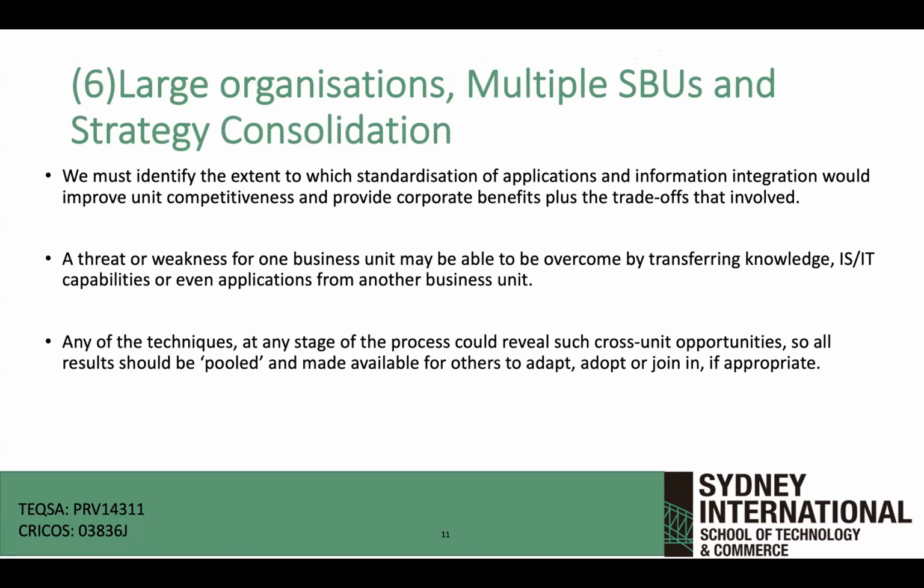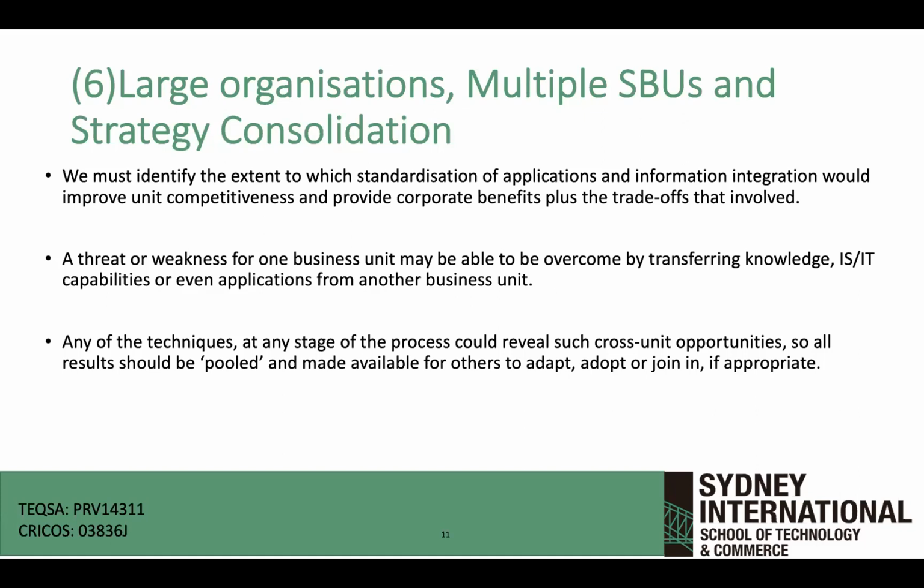When I have a large organization with multiple strategic business units, we need to think about how we can create what we call a strategy consolidation. We must identify the extent to which standardization of applications and information integration would really improve competitiveness. If we're going to become more integrated, is that going to be better for us? If we're going to have the same standard applications everywhere, is that going to be better for us? Is that going to give us the corporate benefits, and drill all the way down as benefits to the various strategic business units?